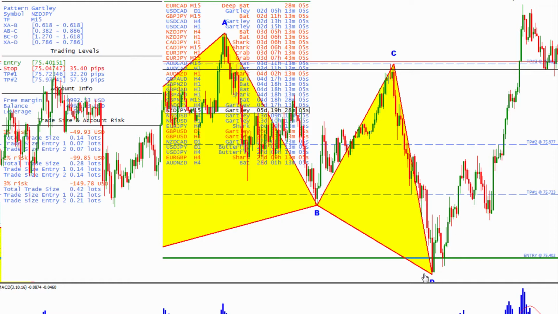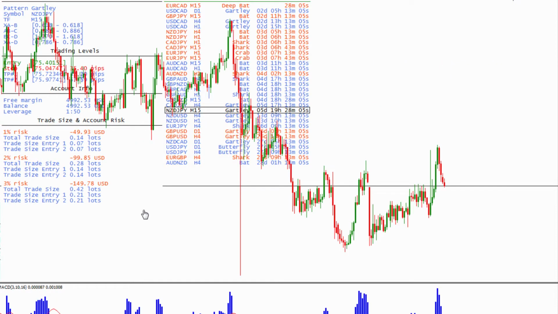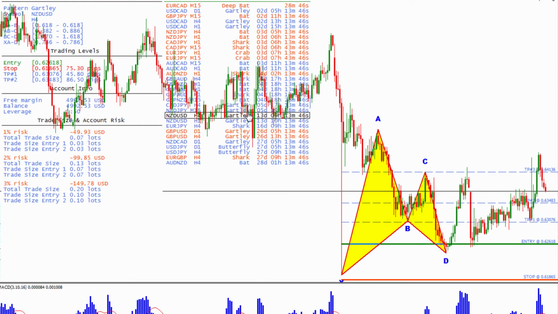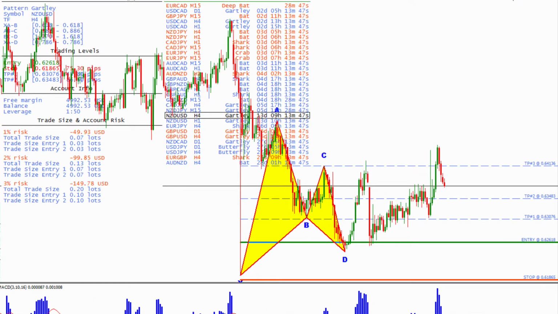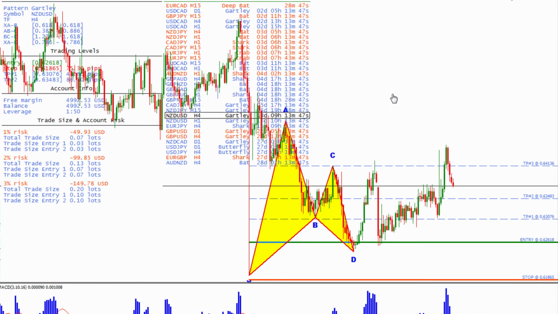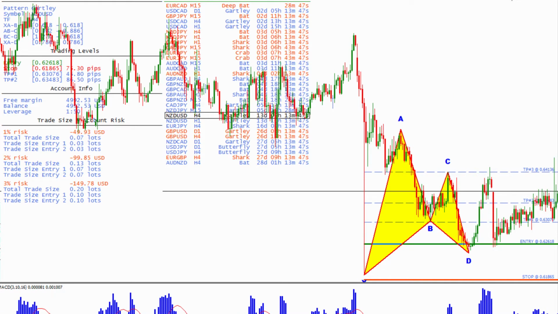So I like the fact how this looked. Low, market rallied out of the zone, came back for a higher low, and then took off, and then started to do its trading pattern. Very, very good pattern. NZDUSD 4-hour chart. Let's take another look at this. All right, look at that.